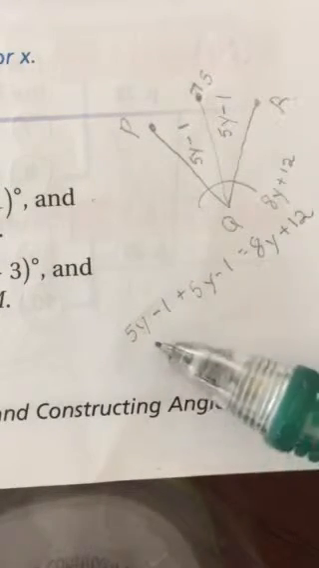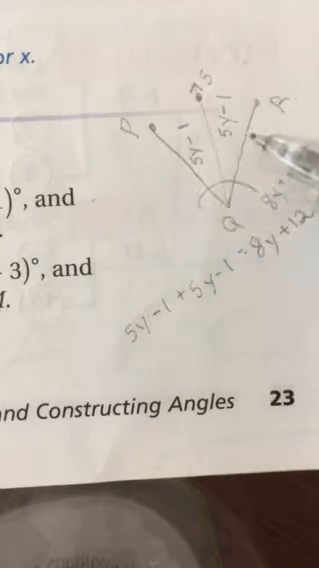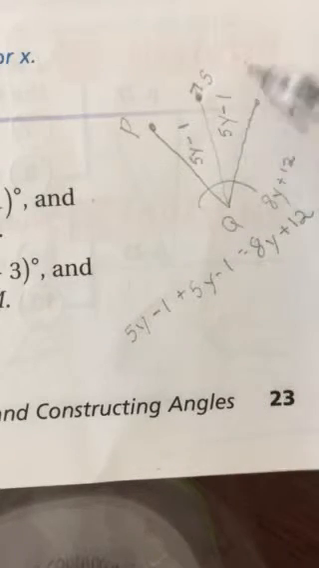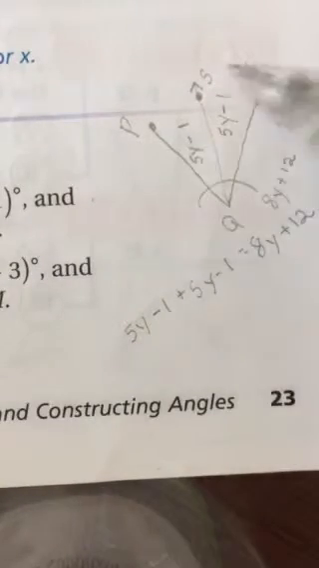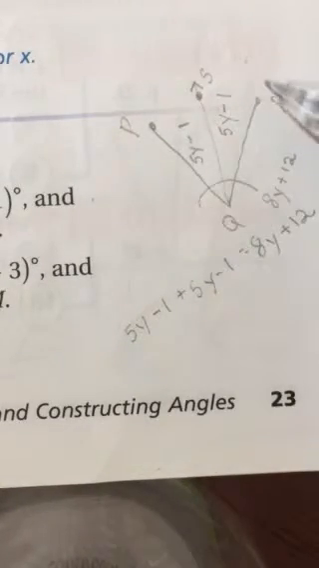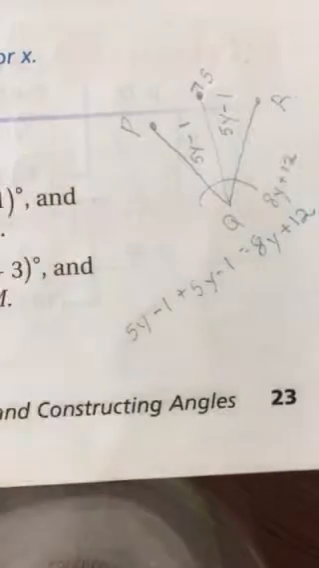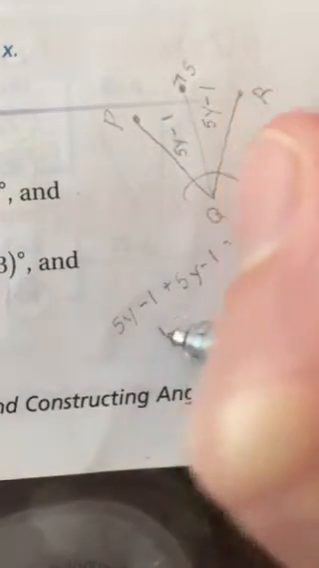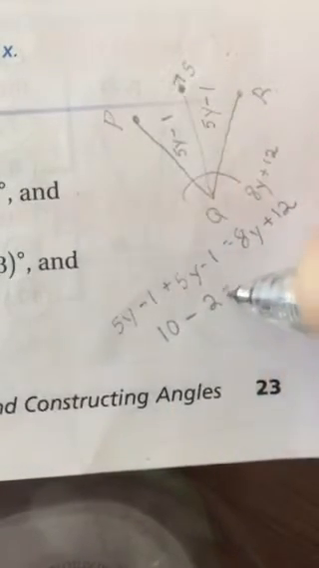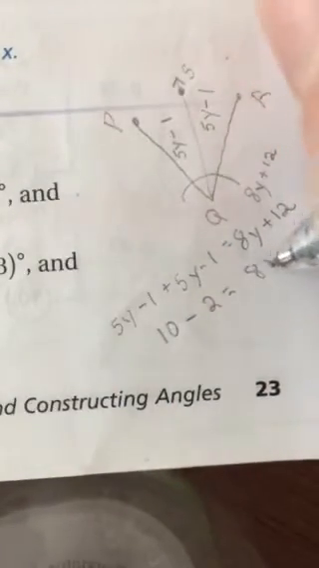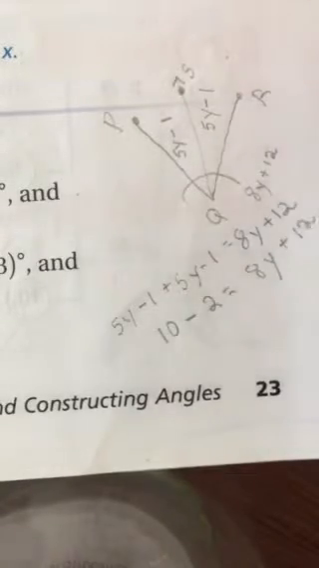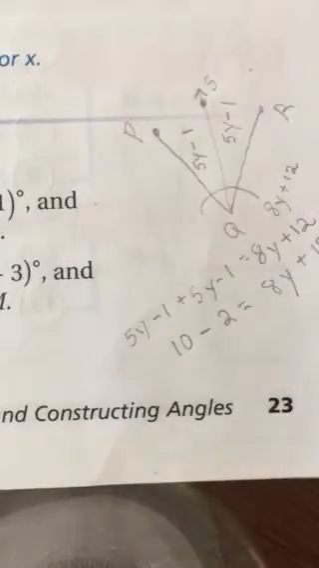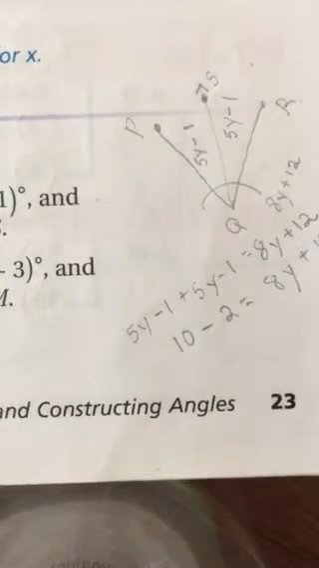The other thing we know is that the big angle was bisected, so we have two smaller angles, and they add up together to equal the big angle. So let's do the math here. We're going to have 5y plus 5y, which is 10y, minus 2 equals 8y plus 12. Now geometrically, we are good. We've drawn and labeled our diagram. Now let's do this algebraically.